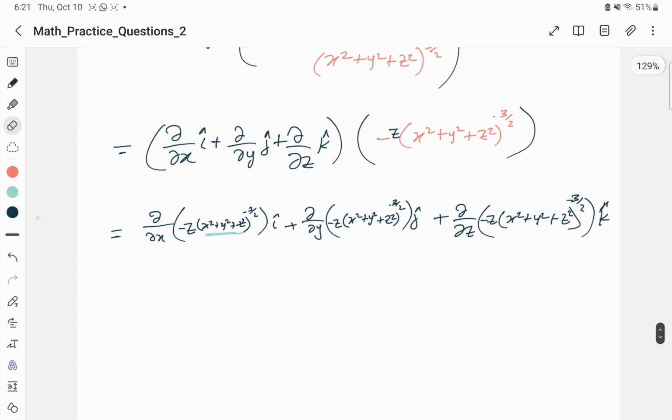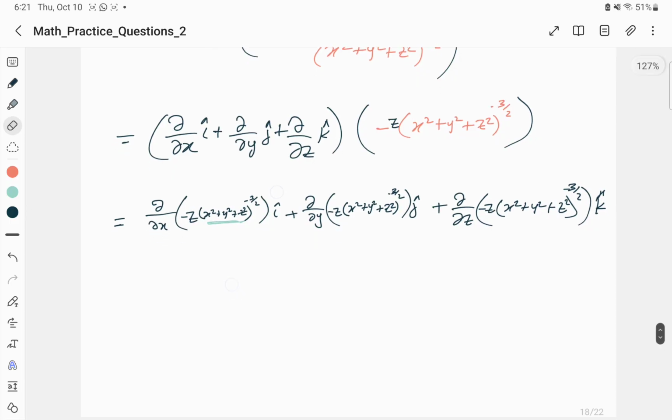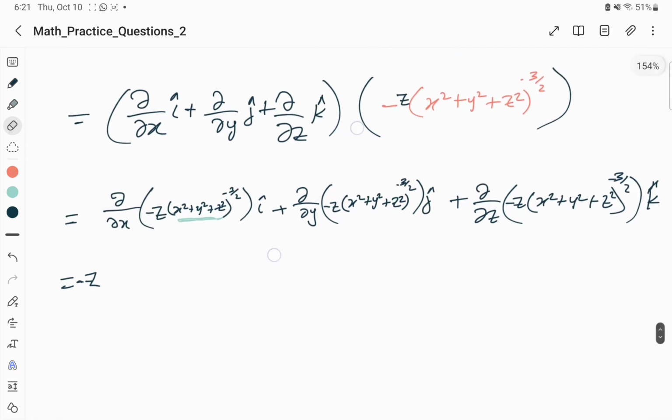The derivative with respect to x. When I take the derivative with respect to x, this negative z is just a constant. There will be no effect of the derivative with respect to x on this one. We apply the chain rule for the derivative of this expression. For that, negative 3 by 2 will come at the start, x square plus y square plus z square, and 1 will be subtracted from the exponent. It will be negative 5 by 2, and then we multiply with the derivative of the inner function with respect to x. That will be 2x, and by the way, this negative z has already been moved out, plus 0, and there will be the i component.